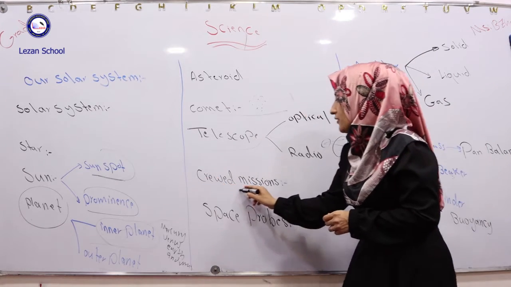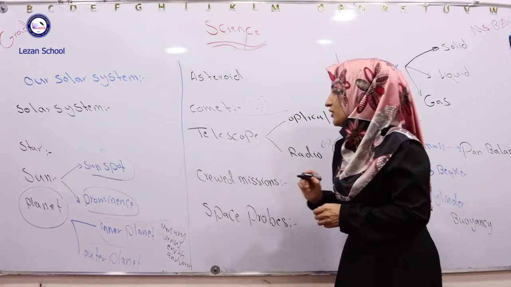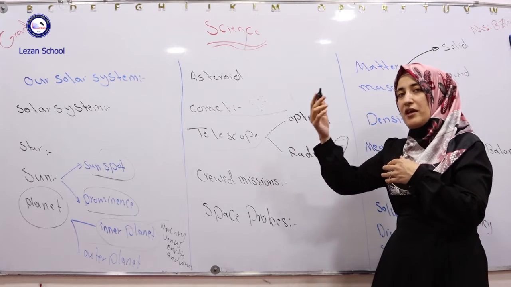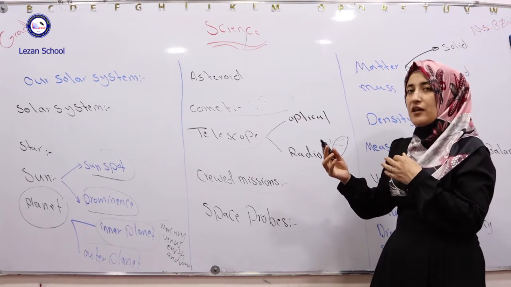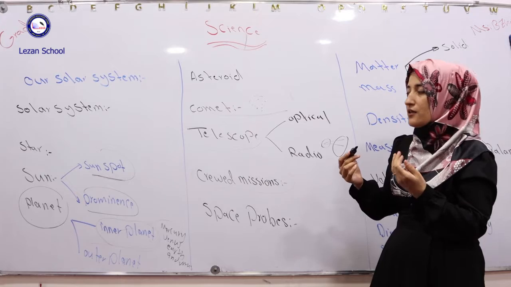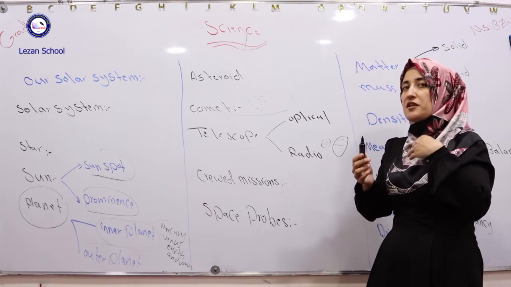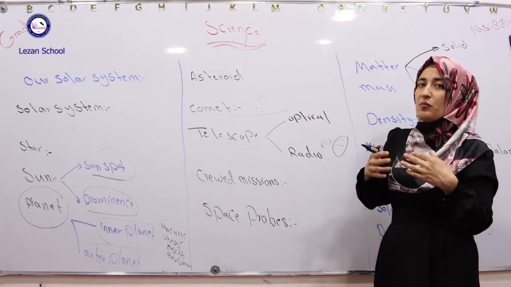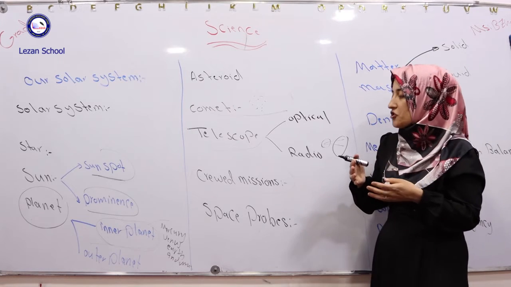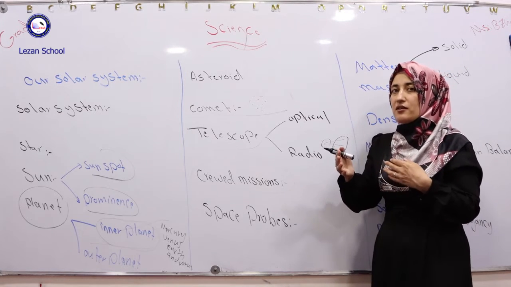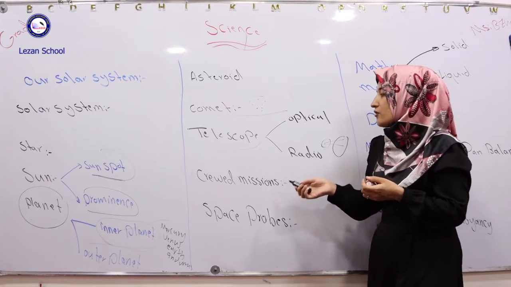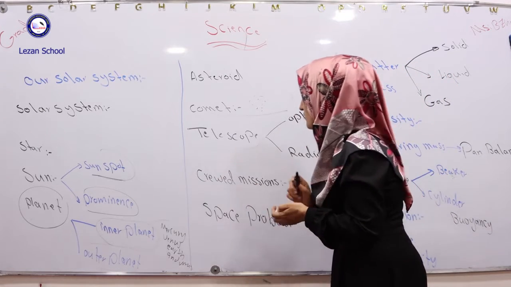Crewed mission. What does the meaning of crewed mission? When people go to space, the trips that people do to space are called crewed missions. For example, some people go to the moon to get information, and any other planets if you want to get information. So this trip is called crewed mission.